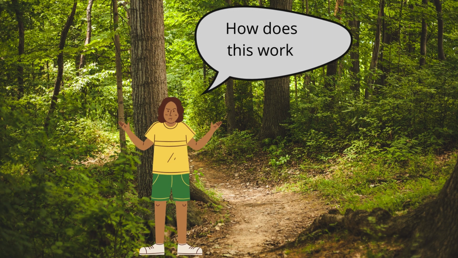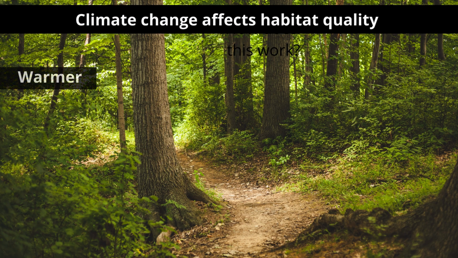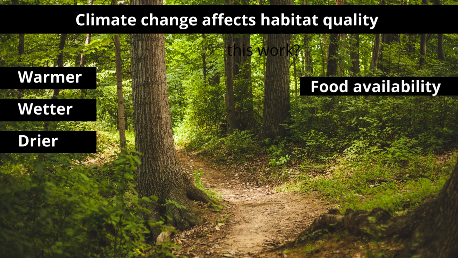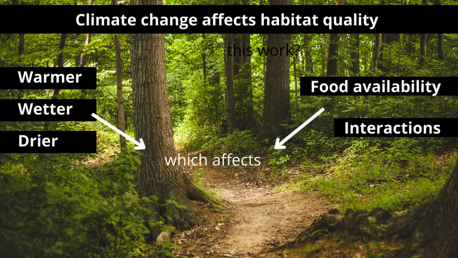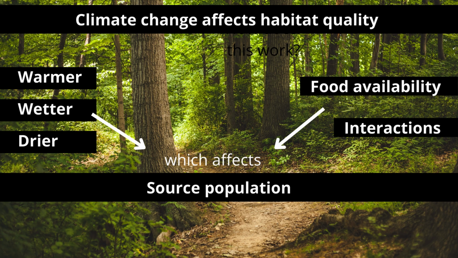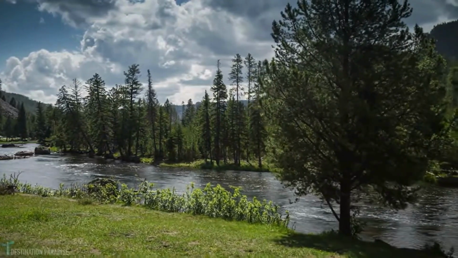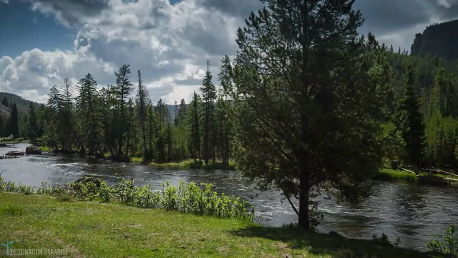How does this work? Climate change directly affects habitat quality. It might get warmer and wetter, or drier. Food availability and interactions can change. Source populations that thrived before start declining because of climate change. The other way around is also possible, where sink populations start growing. Let's see how changes in source-sink dynamics can happen in real life.